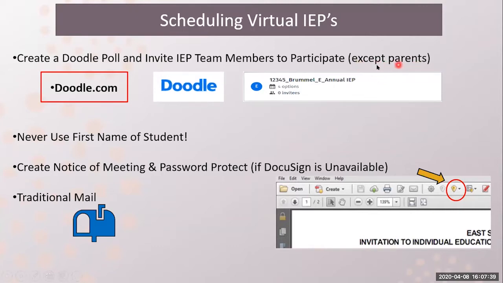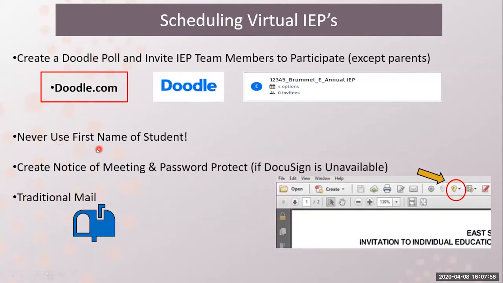Now, I usually don't include parents on my Doodle Poll just because they don't need to see all of the back and forth in terms of scheduling. But once I have like 3 or 4 dates that I can offer a parent, then I might put that into an email or a phone call to them to try to nail down a date.